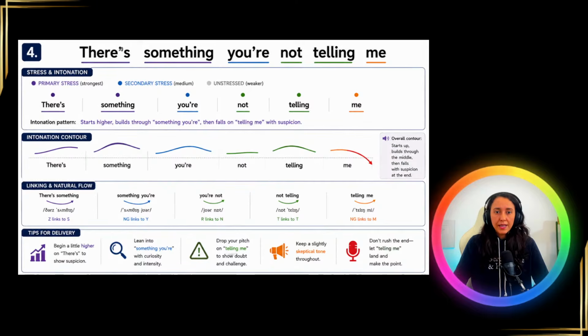There's something you're not telling me. I like this one because there are many possible ways to stress this phrase. You can add some suspense. There's something you're not telling me. You can add a little bit more surprise. There's something you're not telling me. You can add a little bit more passive flow. There's something you're not telling me. You can be flatter, okay? You can be angry. You can be curious. There's something you're not telling me. Intrigued. So you can play with your voice at the end of the day. But let's listen to what the native speaker is doing.